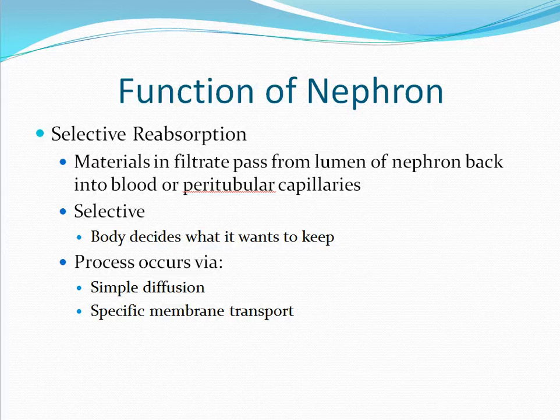Here, materials in the filtrate will pass from the lumen of the nephron back into the blood of the peritubular capillaries. The body here is deciding what materials it wants to keep. This is a selective process because the body is deciding what is necessary to keep and what should be gotten rid of. This process occurs either by simple diffusion or specific membrane transport systems. It depends on the permeability of the tubular wall to the individual materials.